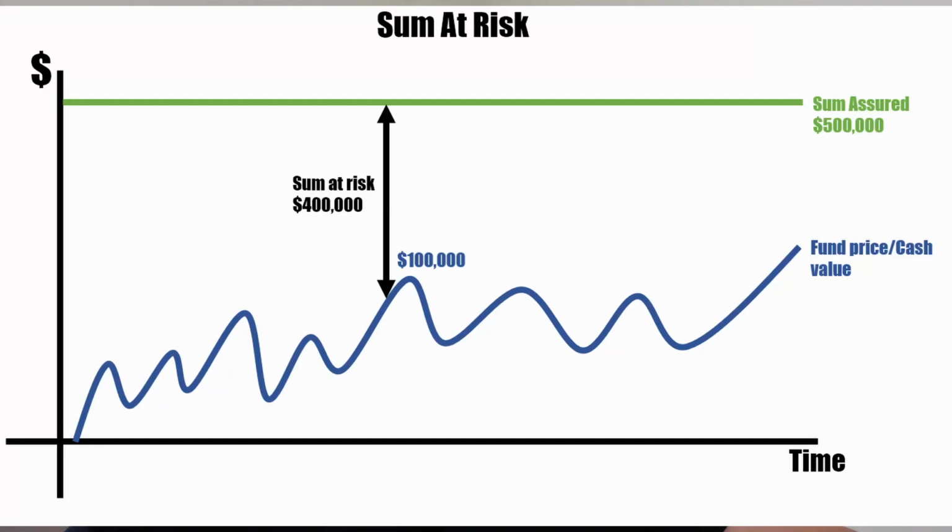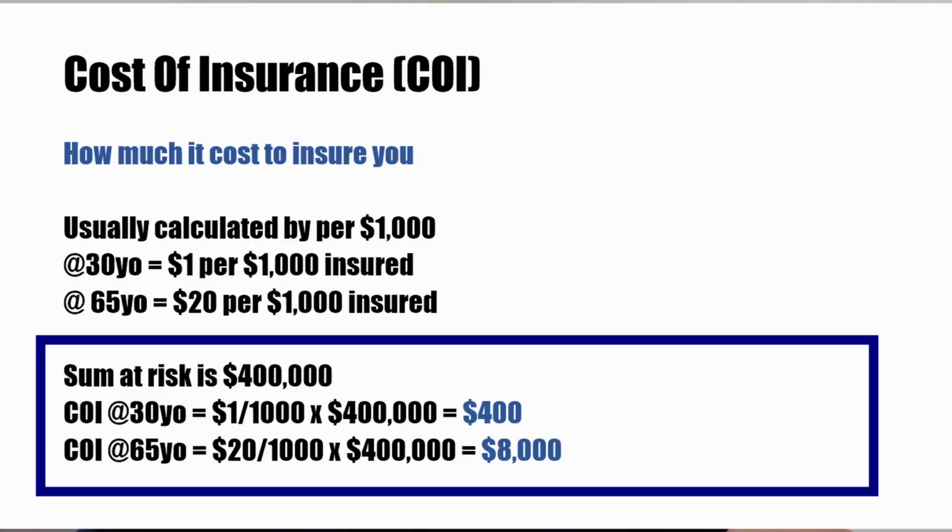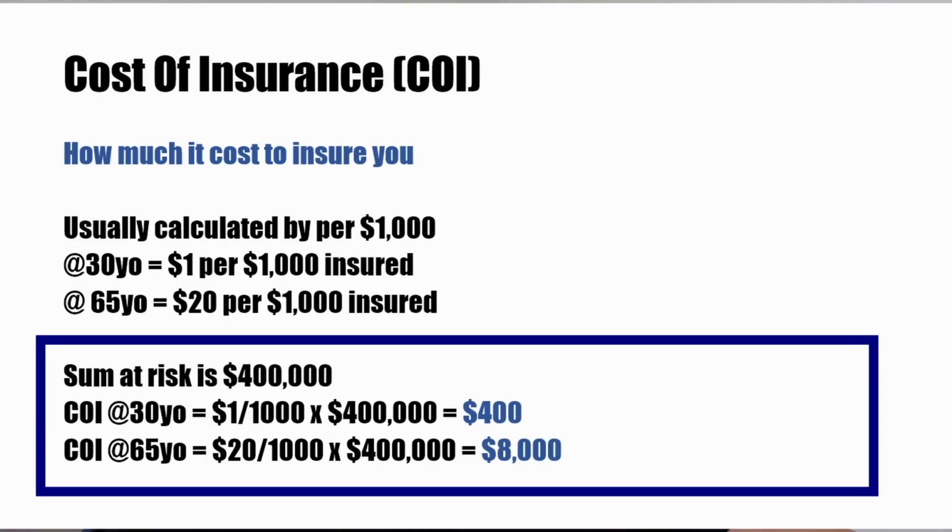Meaning that if your sum assured is $500K and your current cash value is $100K, that means the sum at risk is $400,000. That means if you're 30 years old, your cost of insurance for $400,000 worth of sum at risk will be $400,000 times $1 divided by 1,000, which is $400. And if you are 65 years old, your cost of insurance would be $400,000 times $20 divided by 1,000, which is $8,000. So as you can see from this example, if your sum at risk remains the same, your cost of insurance will increase as you become older.